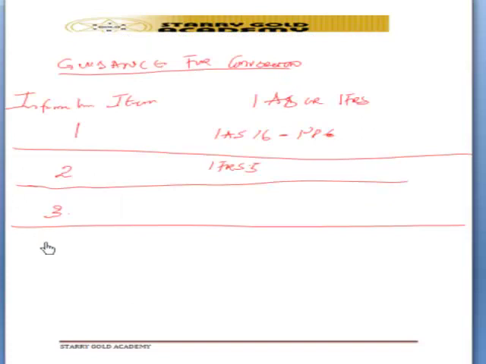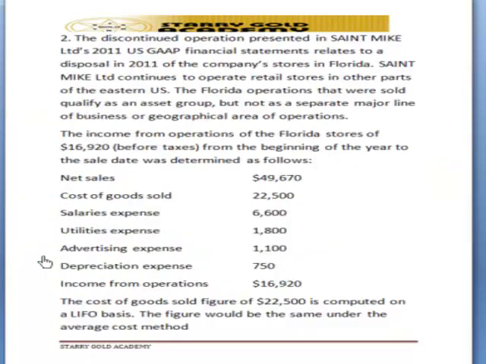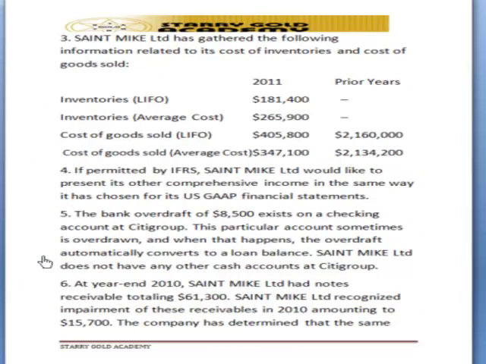Item 3 will be governed by IAS number 2. IAS number 2, which is dealing with inventories. It deals with inventory. So IAS number 2 will be in place while correcting that when converting.